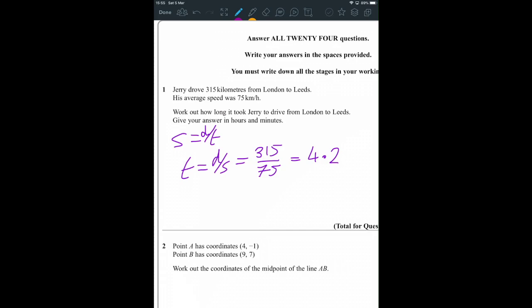Now there is a button on the calculator which turns that into hours and minutes for us. By pressing that button, which is the circle apostrophe style button, that tells us it's 4 hours and 12 minutes.